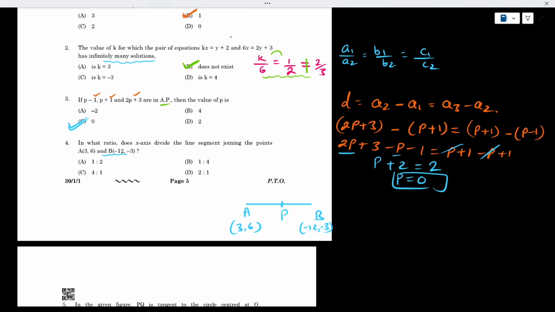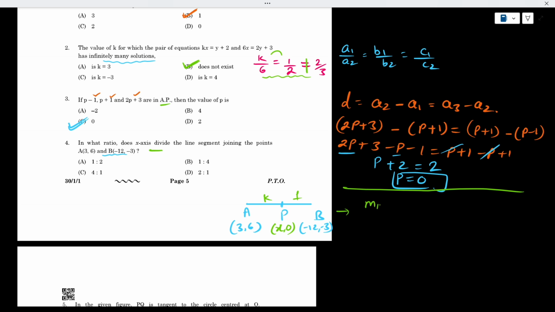Now the x-axis divides it, right? On the x-axis, what should be the coordinates of P? The y coordinate will always be 0, and we always take the ratio as k is to 1. Now how do we solve this kind of question? You know that I can apply the section formula here.